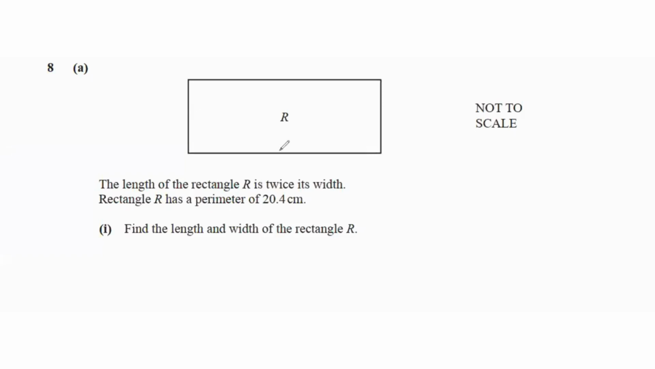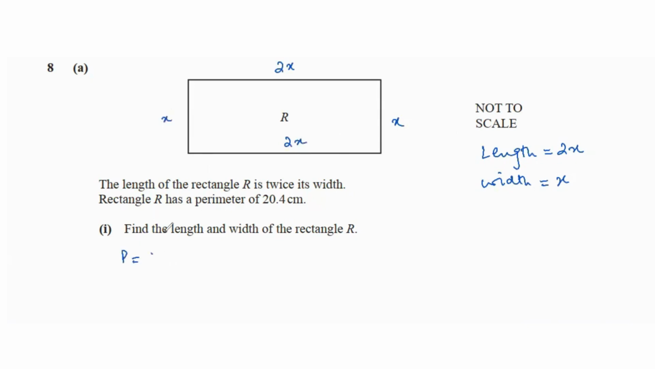The length of the rectangle is twice its width. So if width is x, length is going to be 2 times x. Rectangle R has a perimeter of 20.4 centimeters. Find the length and width. So this is 2x, this is x, 2x, x.